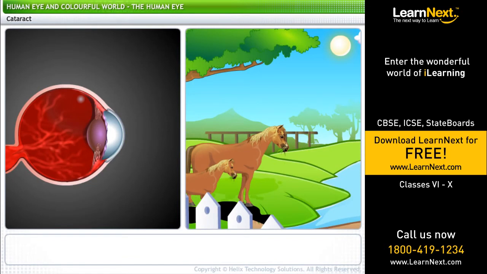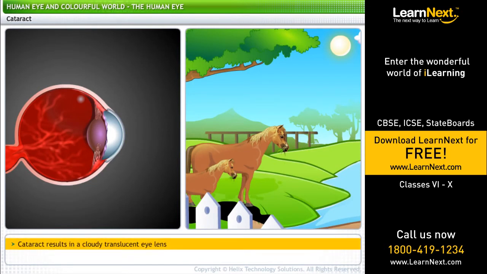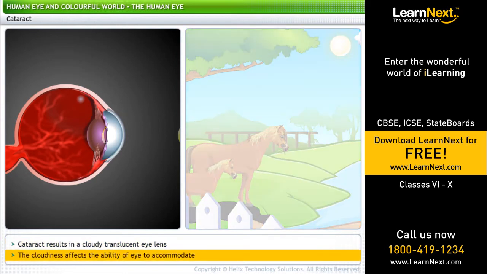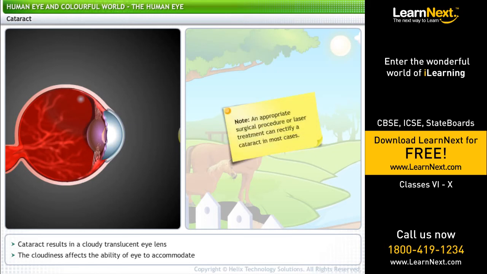People suffering from cataract display a cloudy, translucent eye lens. Cataract affects the ability of the eye to accommodate the change of distances. As a cataract matures, the cloudiness on the lens increases. This reduces the amount of light entering the eye, resulting in significant loss of vision, sometimes blindness. An appropriate surgical procedure or laser treatment can rectify a cataract in most cases.